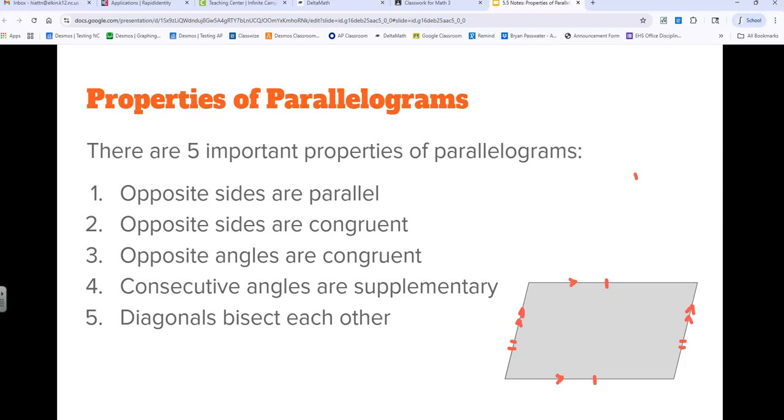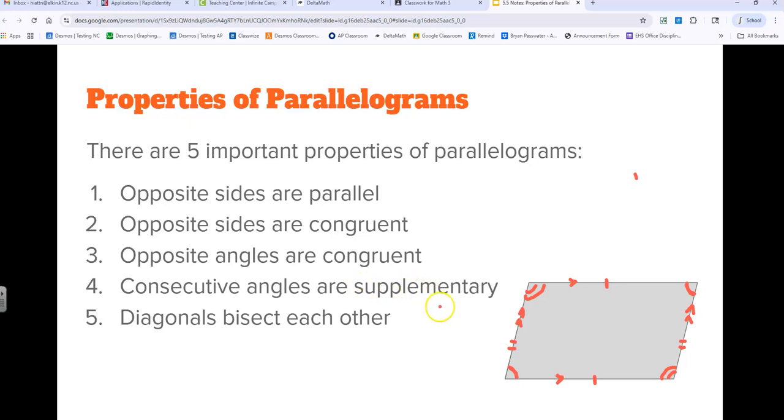Opposite angles are going to be congruent. So if I know what this angle right here is, the opposite angle in the other corner is equal to it. And that would also be true over here. So if I know what this angle right here is, then I know this angle. These last two I'm not going to mark over here.